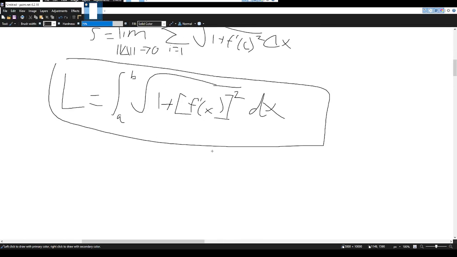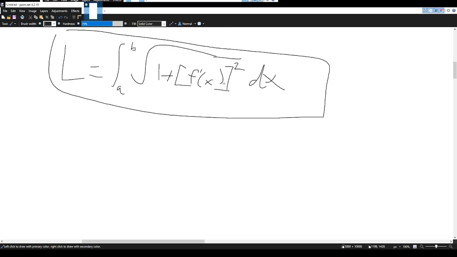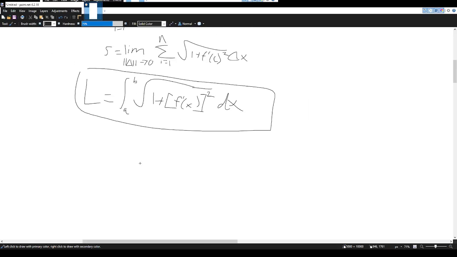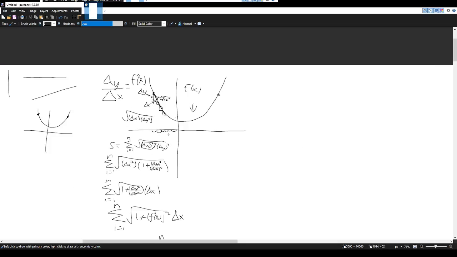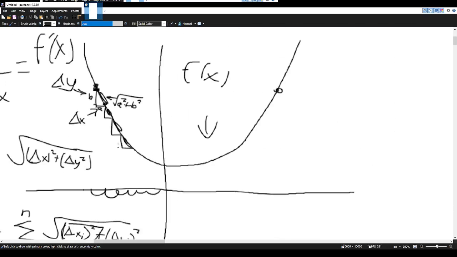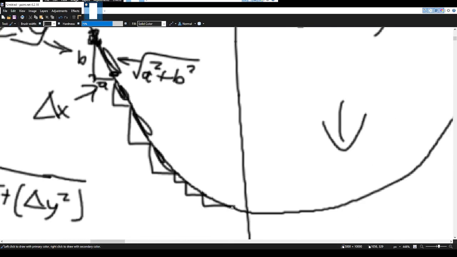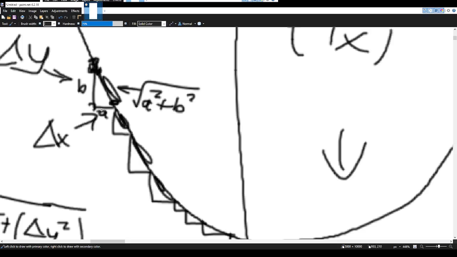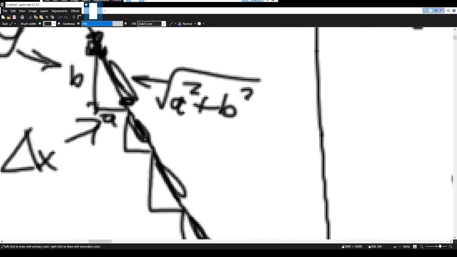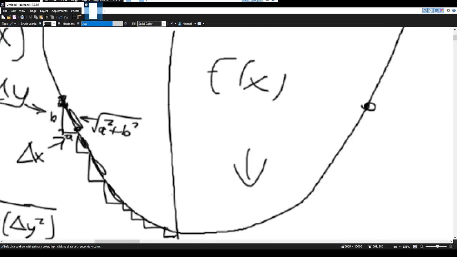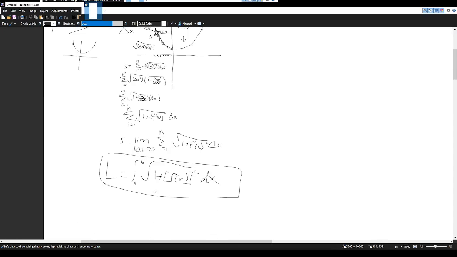Like I said, once you have this, it's actually pretty easy to use. You literally just use it exactly how you think you would. You just find the derivative, square it, and then go from a to b, exactly how you'd use any other integral. So that's why I want to focus on where this comes from. It really just comes from the fact that you're doing a bunch of infinitely small Pythagorean theorems, using the slope. So I think that's all I want to do for this video.